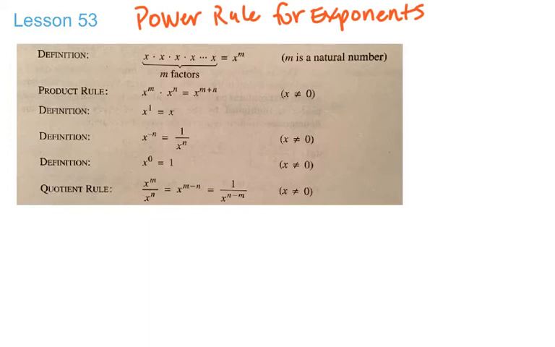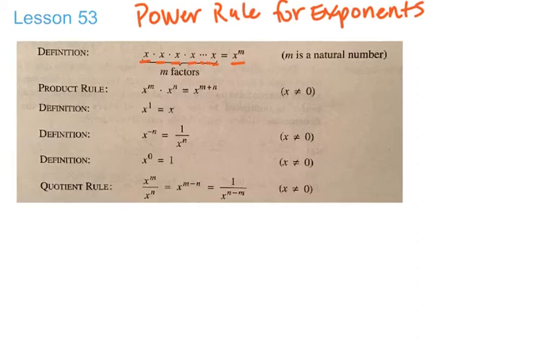So in some previous problem sets, there have been some problems whose solutions have required the use of one or more of these definitions and theorems that you see written here. So the first one was looking at x times x times x times x, any number of times, will equal x raised to how many times you had it listed there. So that's just talking about what exponents are.